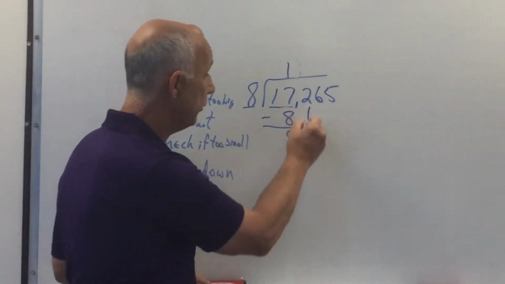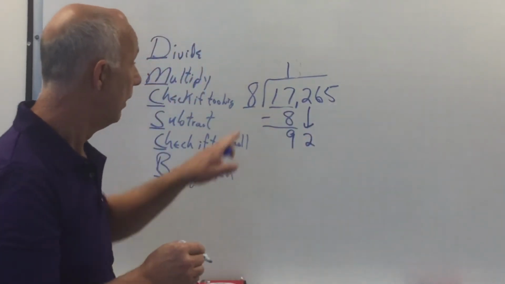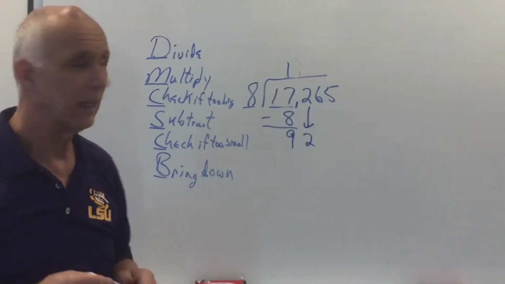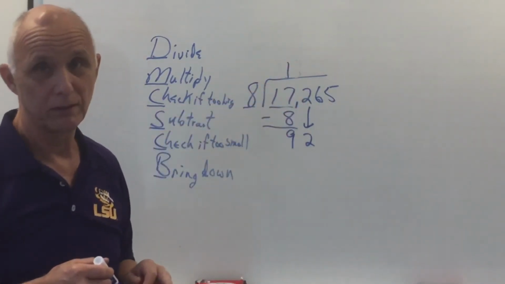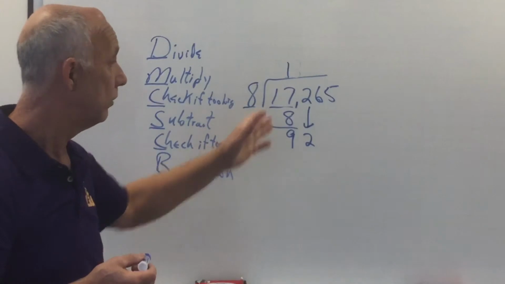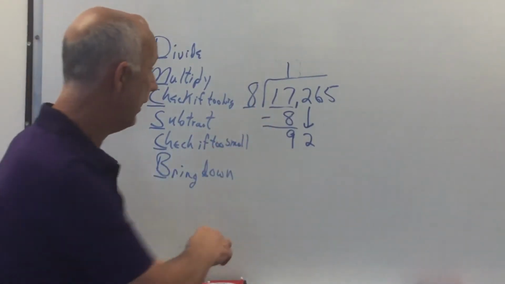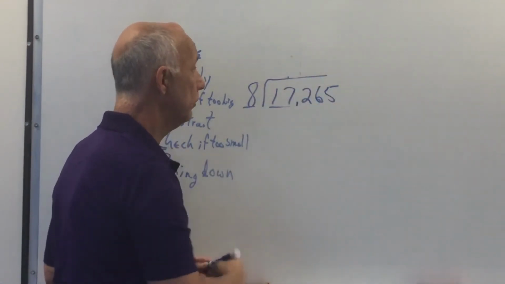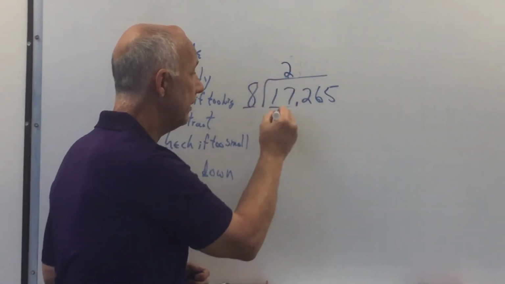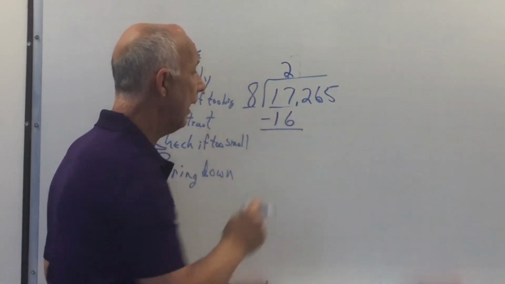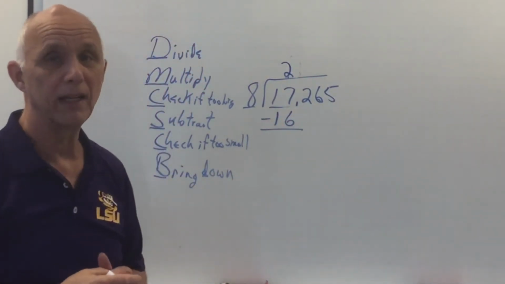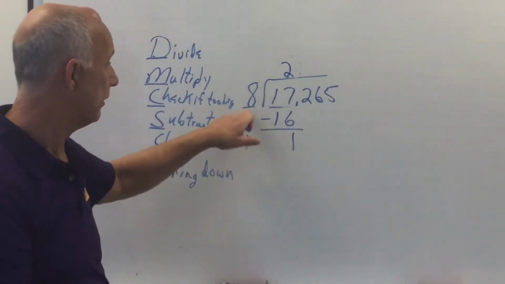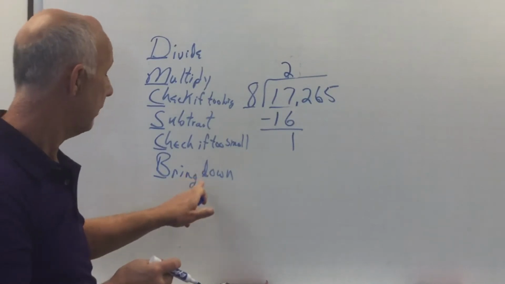Because you see, if I continue and bring down when I guess too small, 8 goes into 92 11 times. And you can't put an 11 up here. That's because I guessed too small ahead of time. So again, the right guess was 2. And 2 times 8 is 16. And now I can subtract. 17 minus 16 is 1. And again, I didn't guess too small because 1 is less than 8. So now I can bring down the 2.